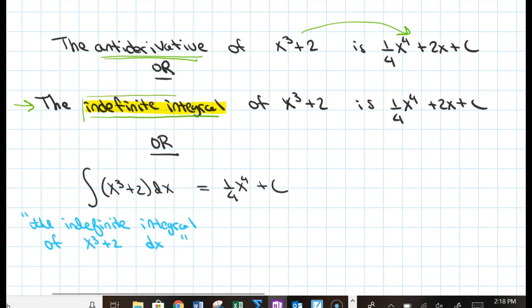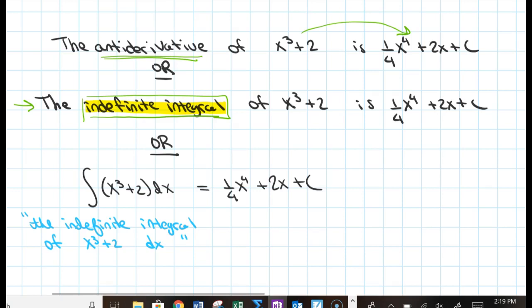This is a new vocabulary word. Symbolically, we could write this sentence: the indefinite integral of x cubed plus 2 dx equals 1/4 x to the fourth plus 2x plus c. The way you say this is down here in quotes: the indefinite integral of x cubed plus 2 dx.